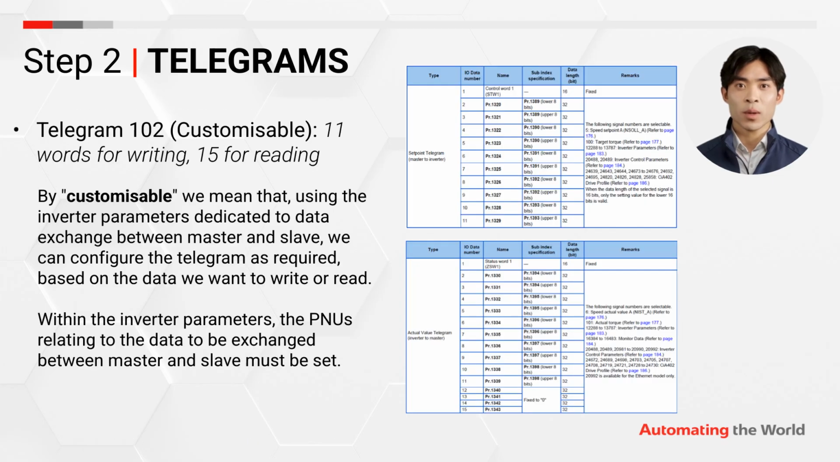Now we'll look at telegram 102. It's customizable and allows you to exchange a lot of data, 11 words for writing and 15 for reading. Customizable means we can configure the telegram via the inverter parameters dedicated to data exchange, based on the data we want to share with our master. You need to enter, in the parameters, the PNU number for the data to be read or written. For writing, you need to use parameters 1320 to 1329, whereas for reading, parameters 1330 to 1343.